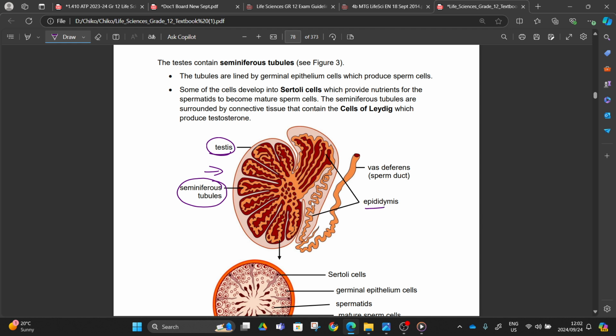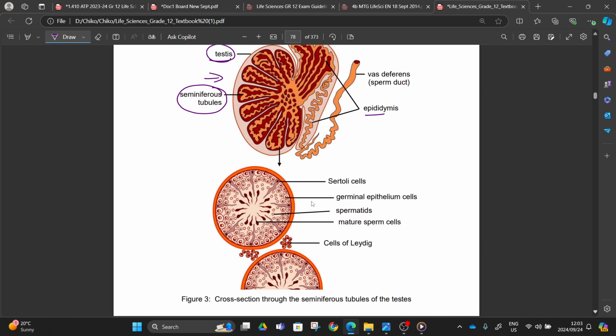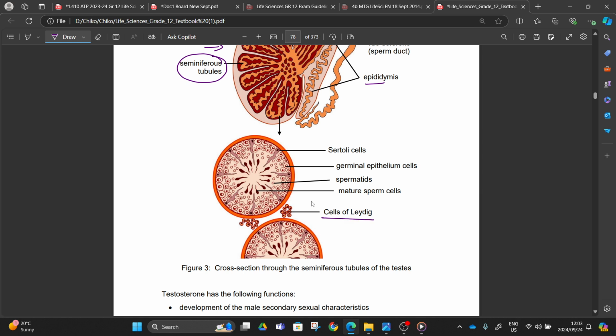And in this, we have our cells. We have our germinal epithelial cells which produce sperm cells, right? And we also have the Sertoli cells that provide nutrients. And we also have our cells of Leydig. If we look closer there, we have our cells of Leydig that produce our testosterone.